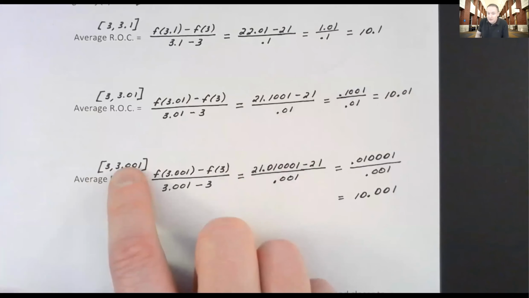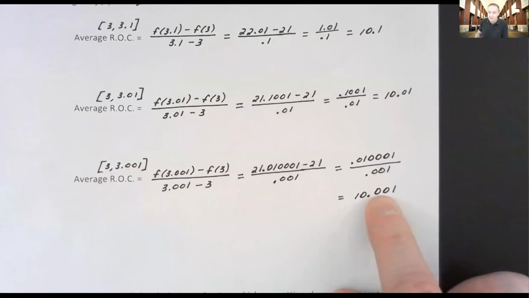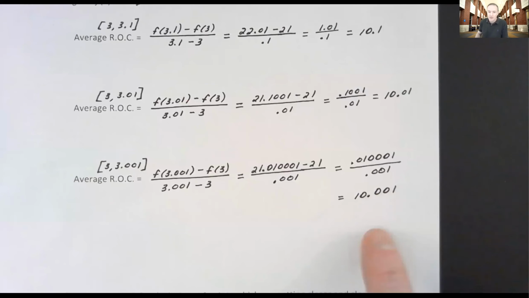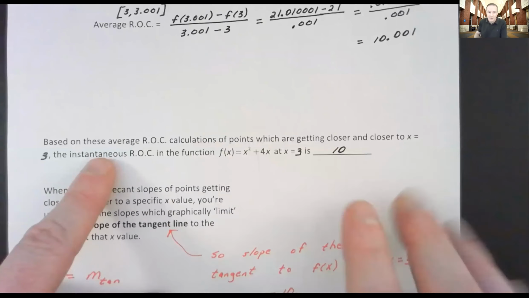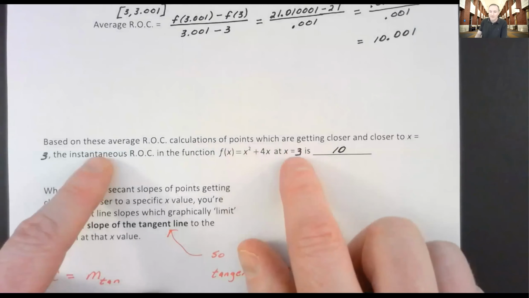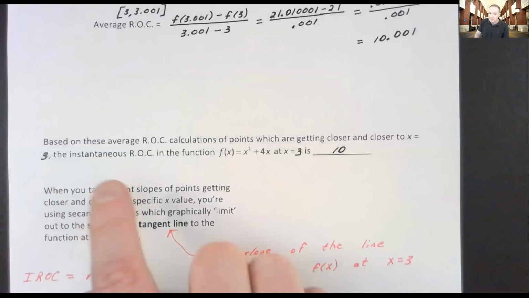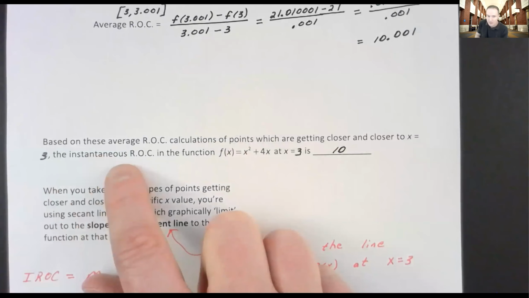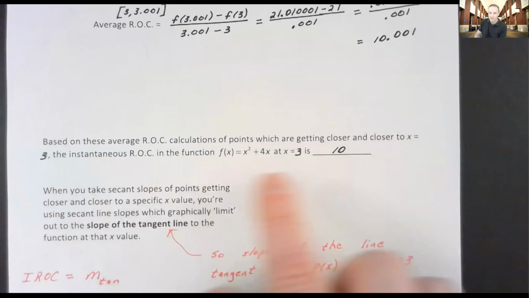So I already know if the second point is 3.0001, then this answer is going to be 10.0001. It's going to keep on adding a 0 between here and this 1. So my limiting value, the closer I get to x equals 3, is 10. This is going to be my instantaneous rate of change at x equals 3.